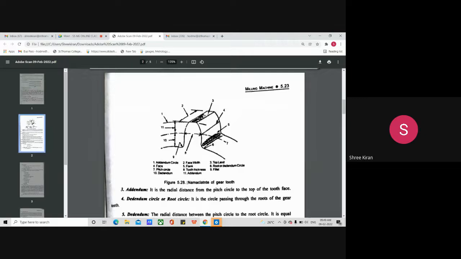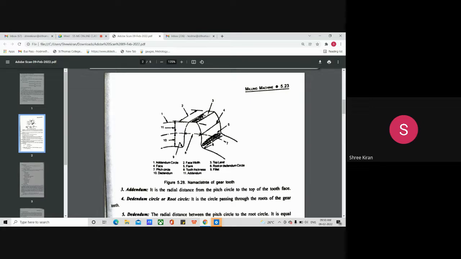In the case of a normal gear tooth, the first principal part is the pitch circle diameter, which is the capital D, as illustrated in the figure. I hope you are seeing my cursor. The small line is named as the pitch circle diameter.